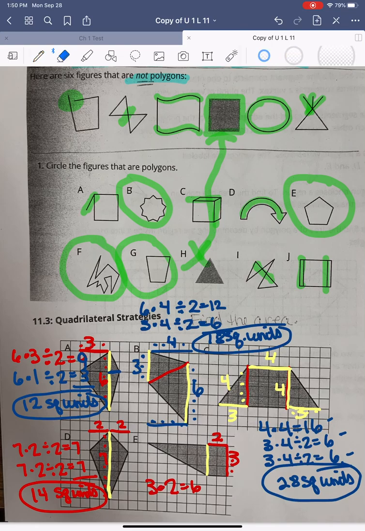Then on the triangle, the yellow is the base, so that's 3. And then I'm going to count the height out here, 1, 2, 3, 4, 5, 6. So we'll do base times height. 6 times 3 divided by 2 would be 9. And then add the 6 plus 9 together, which would be 15 square units.